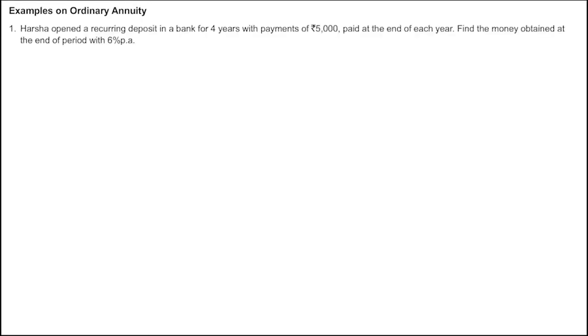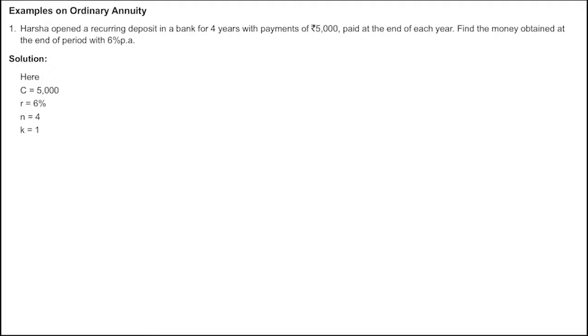Now we take one practical example on ordinary annuity, which says Harsha opened a recurring deposit in a bank for 4 years with payments of rupees 5,000 paid at the end of each year. Find the money obtained at the end of period with 6% per annum. Here C is 5,000, R is 6%, n equal to 4 and K is equal to 1. That means the period of annuity is 1.